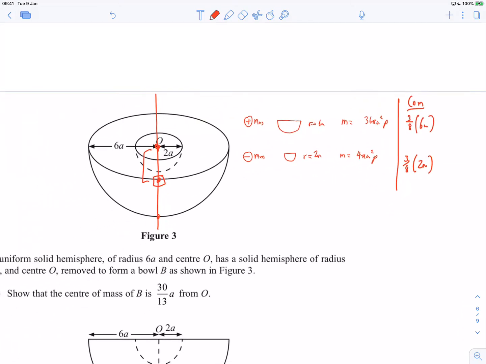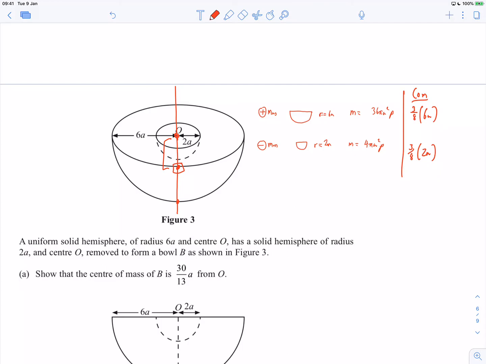So now I just have to remember and go back to the previous thing. So if I say O to x bar, this is just going to be the individual centres of masses times by their masses, so the two green things times together, divided by the sum of masses. So it's going to be all over 3/8 of 6. It's 18 over 8, isn't it?